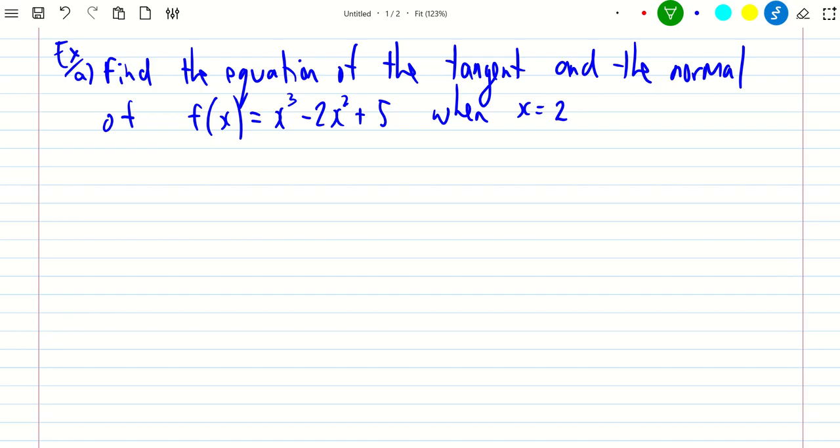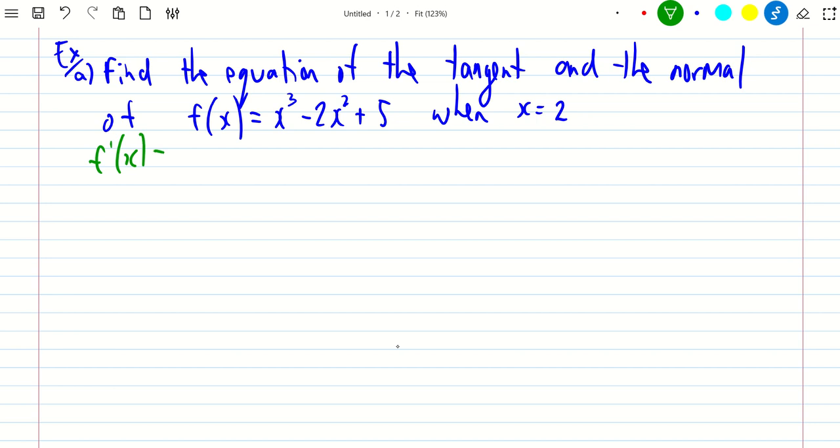Okay, I don't even know what this thing looks like. It's a positive cubic, so I've got a general idea, but I don't really need to know much about what it looks like to calculate this. So my first step is, because I want tangents and normals, I need gradients. To find gradients, I need the gradient function, otherwise known as the derivative.